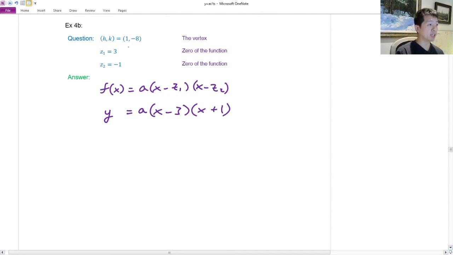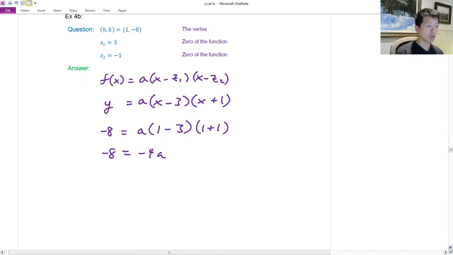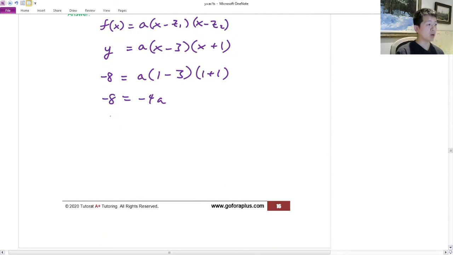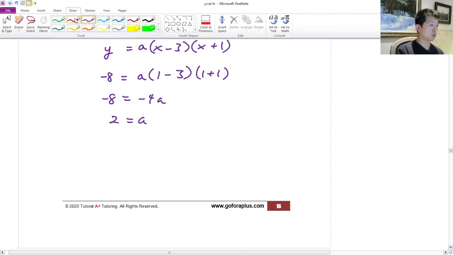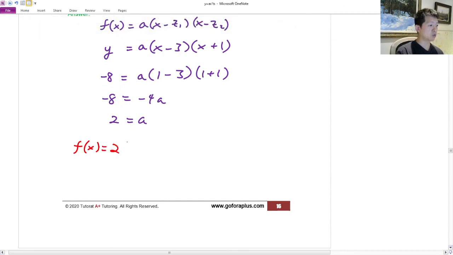And I plug in the point h and k, the vertex, into it. So I have minus 8 equals a times 1 minus 3 and 1 plus 1. And this is going to give me minus 2 times 2, which is minus 4. A equals minus 8. Now, dividing by minus 4, I'll have 2 equals a, and then my equation is going to be f of x equals 2 times x minus 3 and x plus 1. Okay, so this is how we find this if we are given the h and k and both zeros.